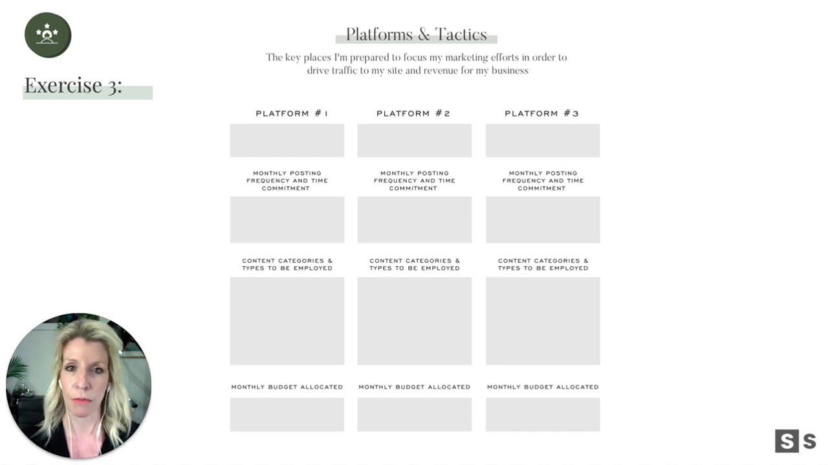And then what kind of commitment can you give it? Are there any kind of content categories that you can employ here? Those are those universal how-tos, did you knows, behind the scenes, top 10s, Q&As, testimonials, unboxings.